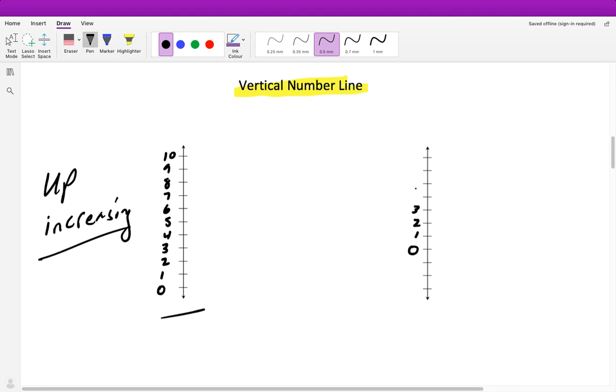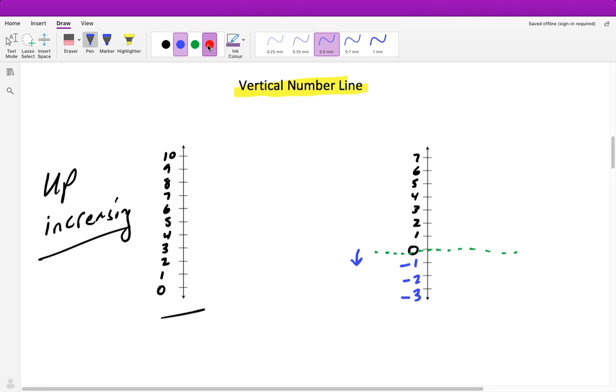So we can easily fill in the numbers above. But now let's think about what we did with the horizontal number line. The vertical number line is exactly the same, meaning it is symmetrical. So it's going to go in the same order, 1, 2, and 3. But now when we're going below 0, it is going to be negative.